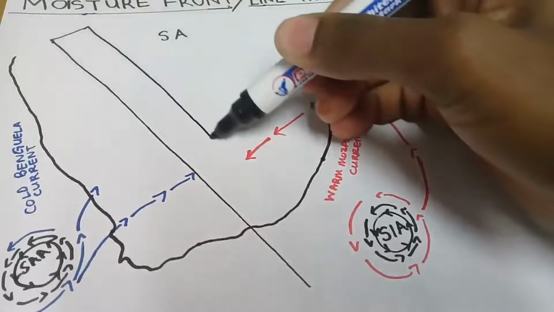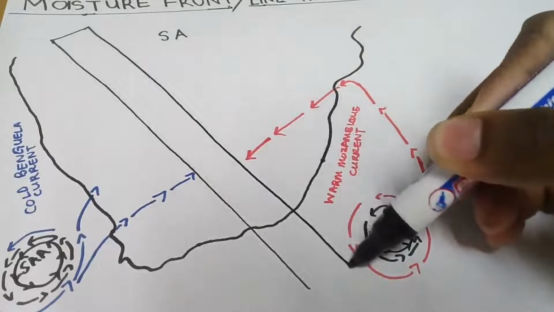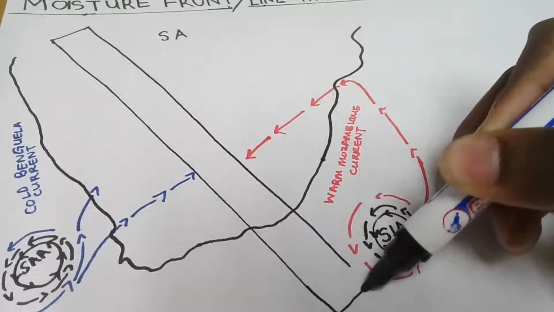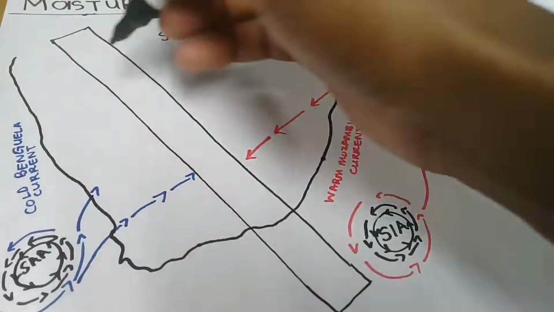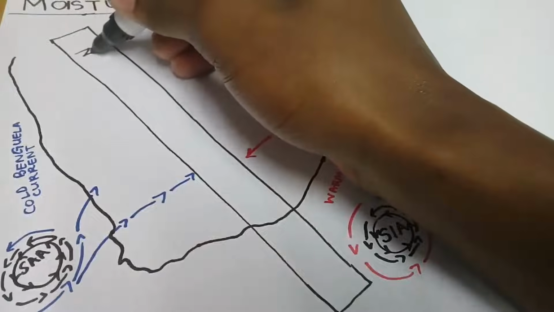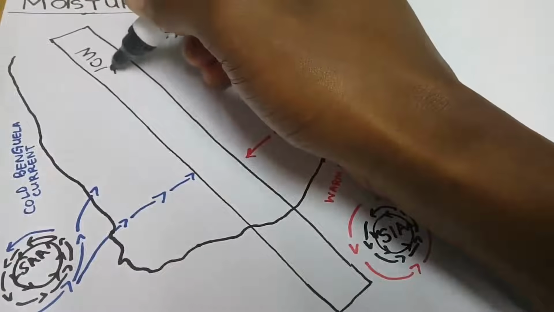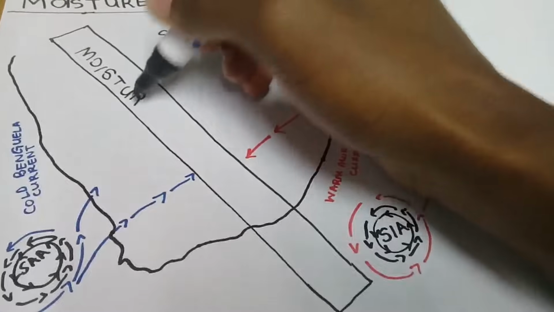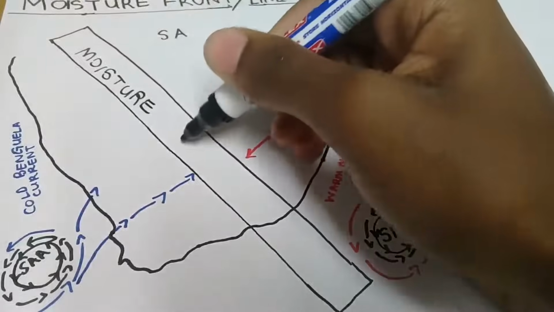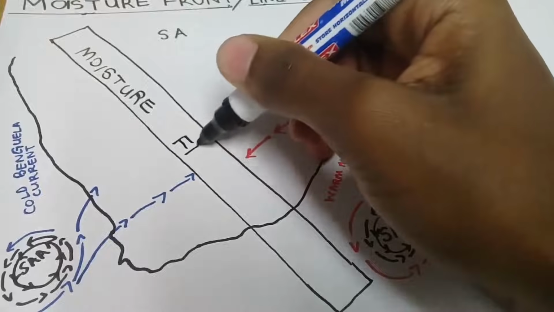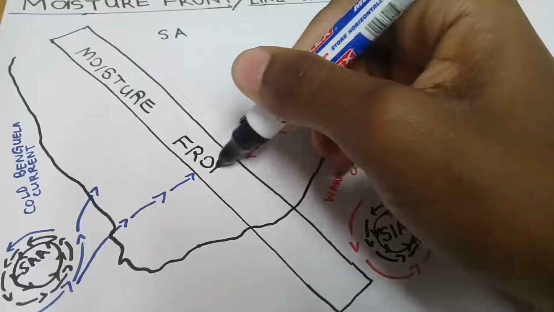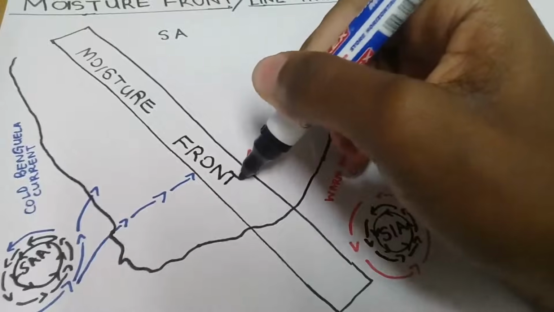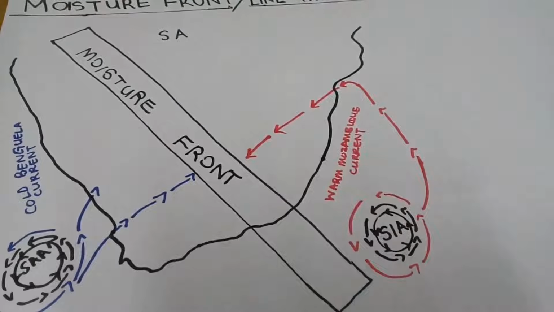Which is also known as moisture front. This is the moisture front. The moisture front will be formed in the interior of South Africa.